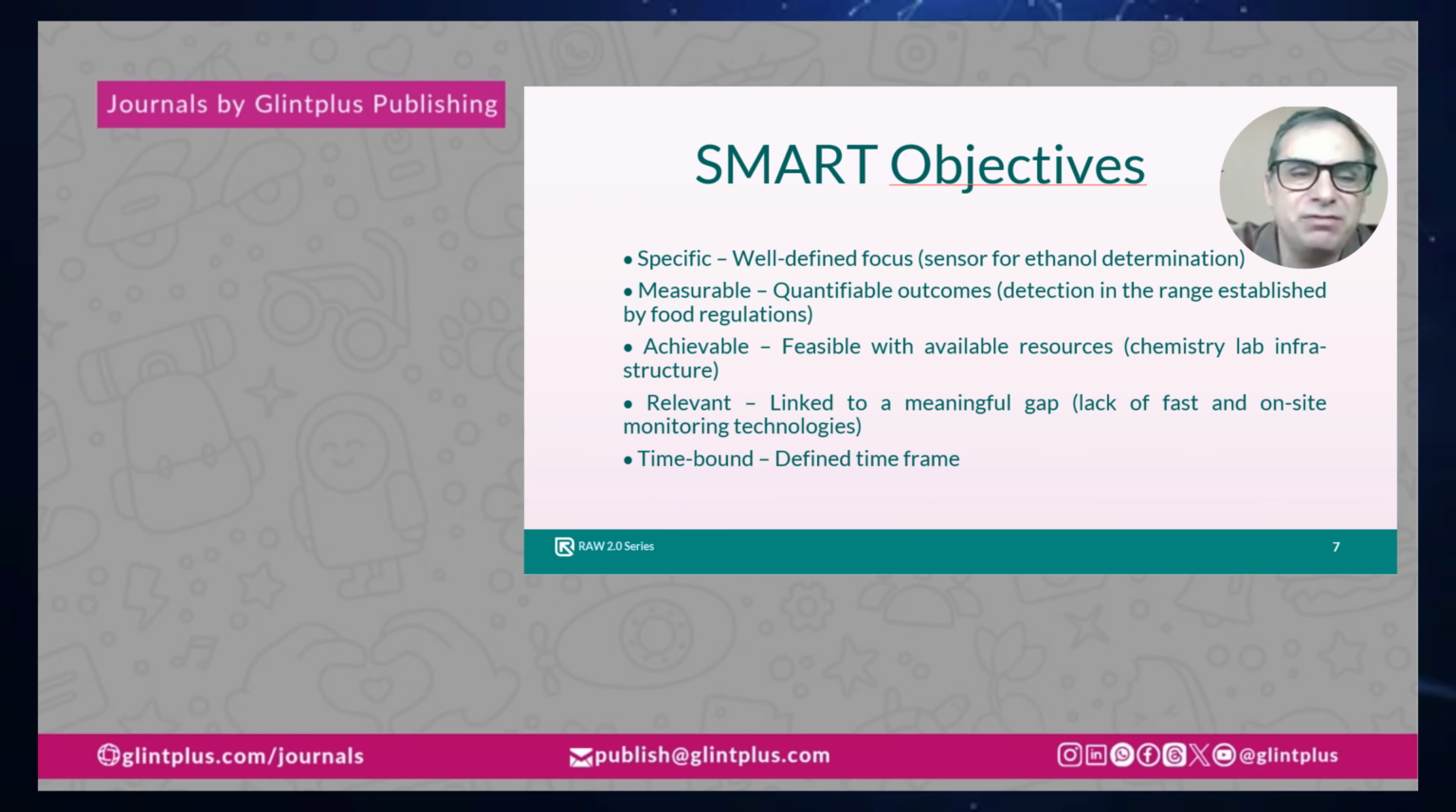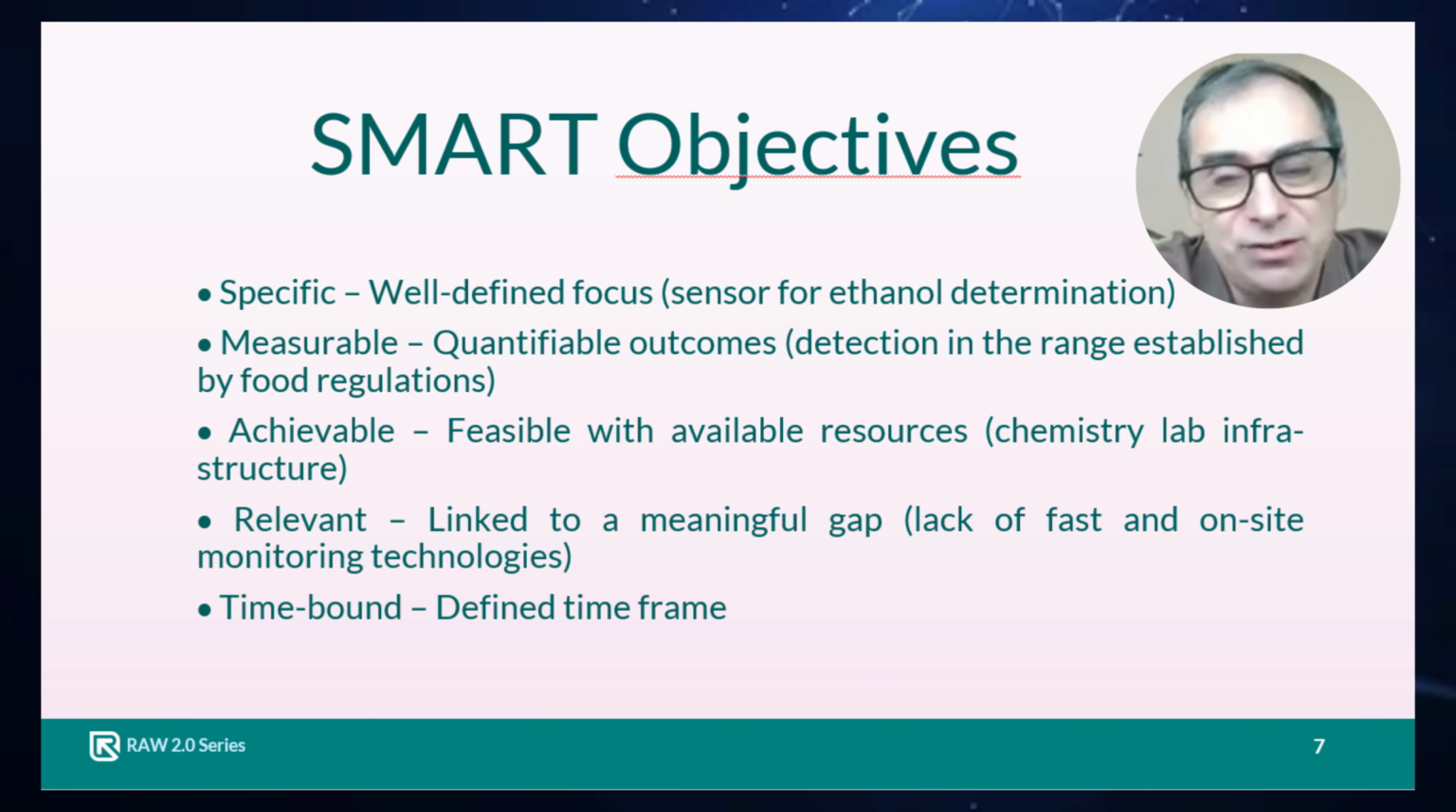Third, it has to be achievable, feasible with available resources. For instance, my objective here is achievable in the chemistry lab infrastructure that I have here in Brazil. So that's fine. It has to be relevant, right? This is very important. I think it's the most important thing. It has to be linked to a meaningful gap, like in this case, lack of fast and on-site monitoring technologies. This is the problem that we have identified, right? And the time-bound, we have to define a time frame. So it depends. If you have the support of a company, how much time the company gives us to develop this technology, for example.